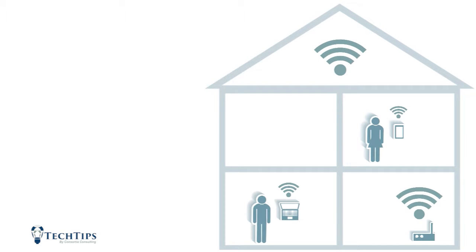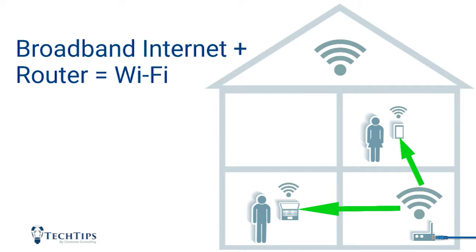Now, before I get into some of those specifics, I want to explain a bit about what Wi-Fi is. If you have a Wi-Fi connection in your home, it's because you have a wireless router connected to broadband. So what does that mean? Well, let's take a look at an example.